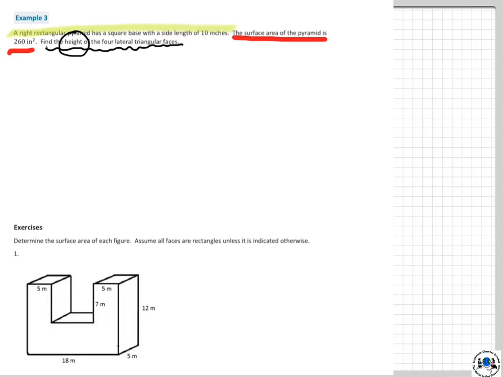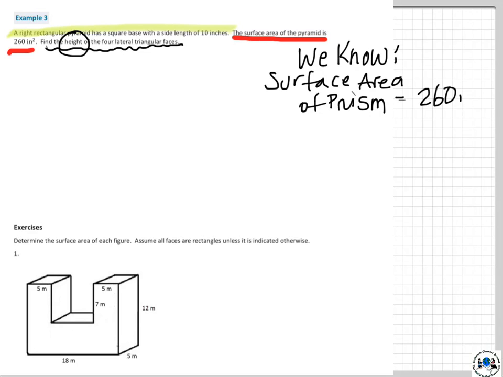In this case, it'll be inches, such and such inches, and actually we'll be using a little bit of algebra in this one, as you can imagine. Okay. All right, so what do we know? We could start out here with what we know. What we know is the surface area of the prism is 260 square inches.